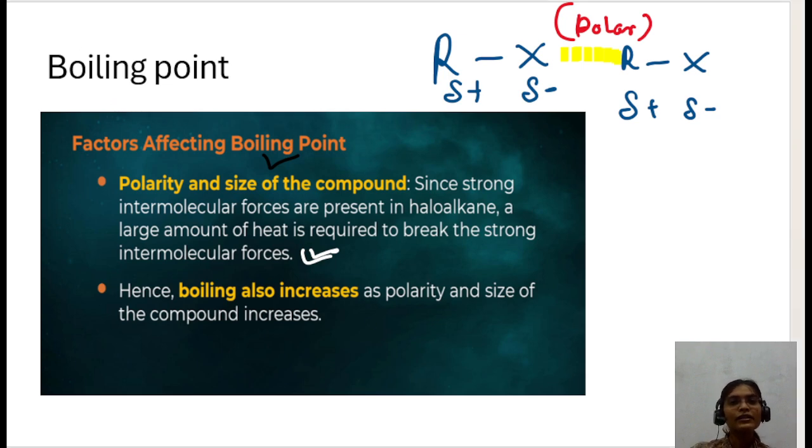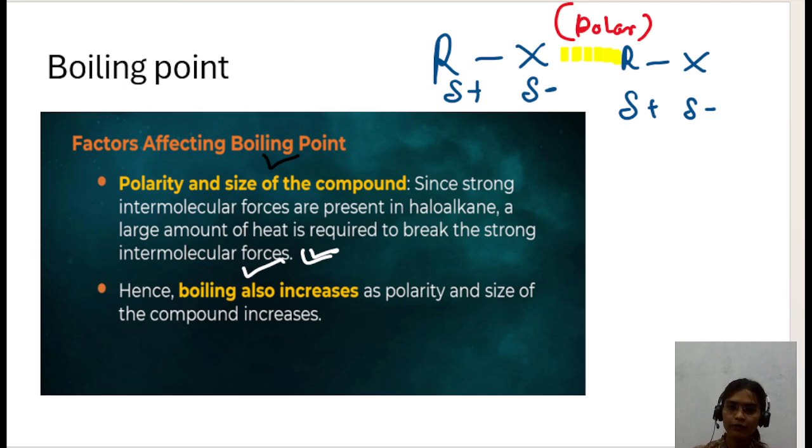What we're discussing is that this is polar, so it is difficult to break. The second one: the boiling point also increases as the polarity or the size of the compound increases. As we just discussed, boiling point is directly proportional to surface area, molecular mass, size, plus polarity as well.